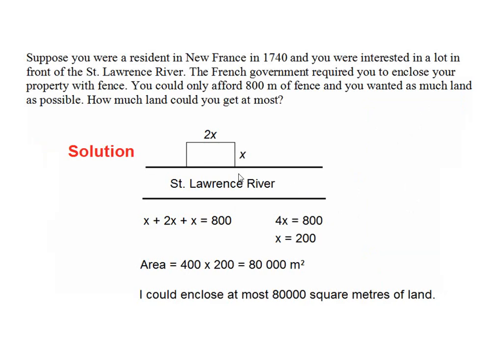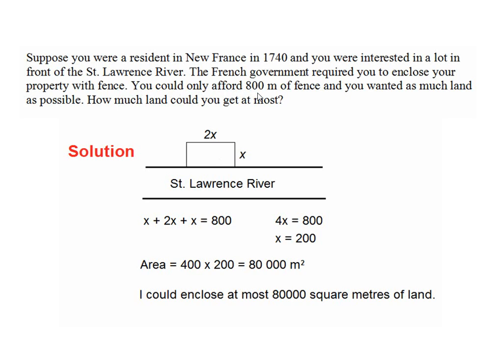Okay, so let's practice. Suppose you were a resident in New France in 1740, and you were interested in a lot in front of the St. Lawrence River. So this is the St. Lawrence River, and you were interested in this lot. A piece of land is called a lot, right? So the French government required you to enclose your property with a fence. You are required to use a fence to enclose your lot, your property.